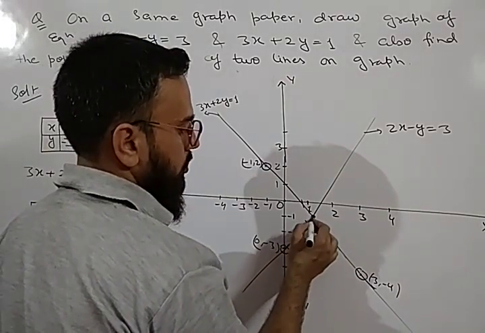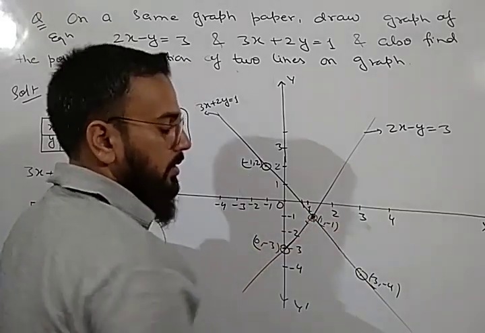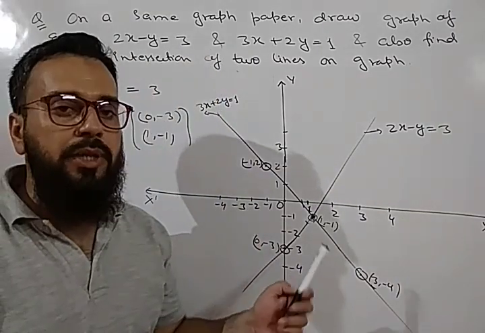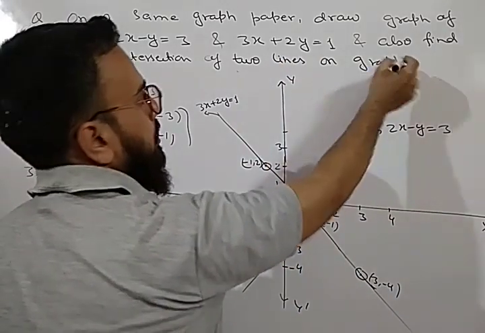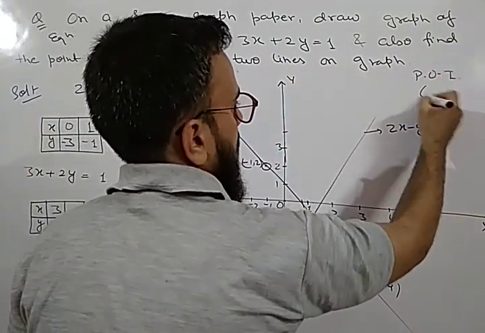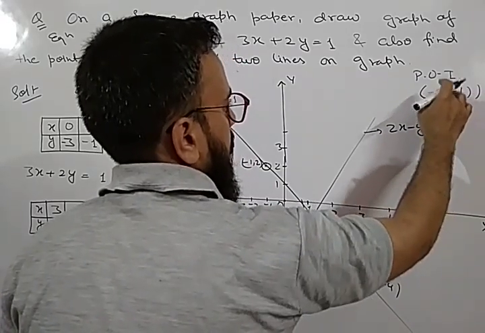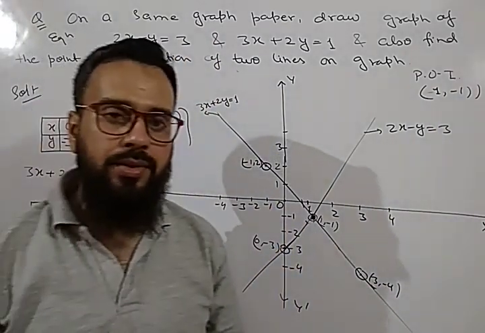This point is 1 comma minus 1. When you draw the graph of both the equations on the graph paper, they will intersect. The point of intersection will be 1 comma minus 1. This will be your answer, which you can find out on the graph paper itself.